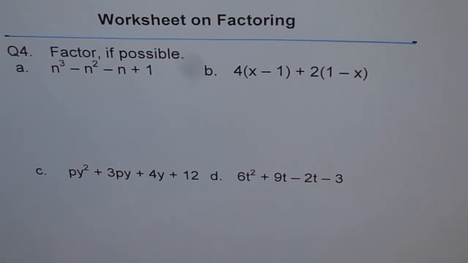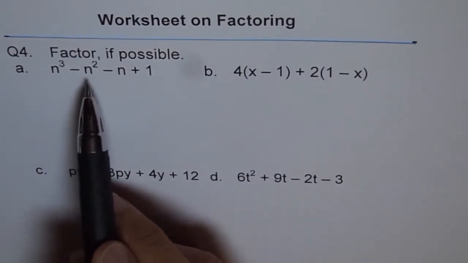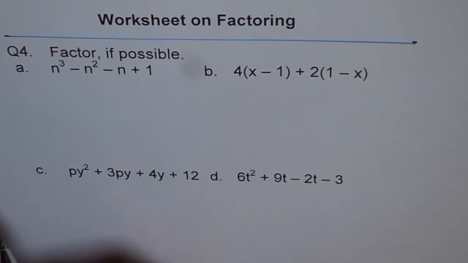Okay. Now here in these 4 questions, I'll solve 2 of them for you. I find them slightly different from the normal ones, and the rest 2 you do. Well, basically you need to do grouping in these 4 questions. A, n cube minus n square minus n plus 1.